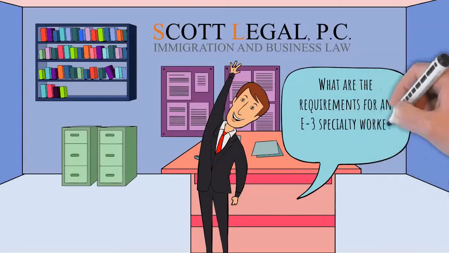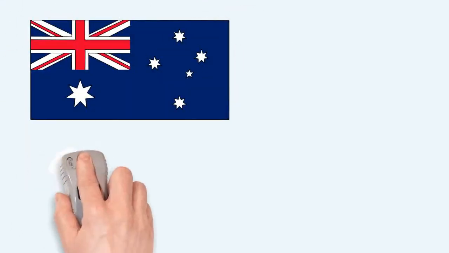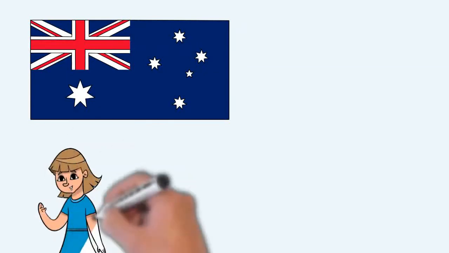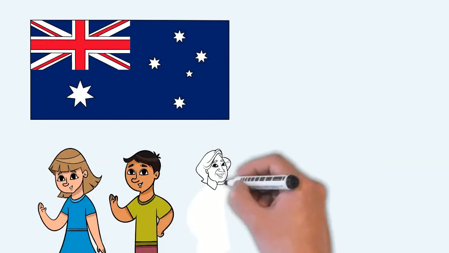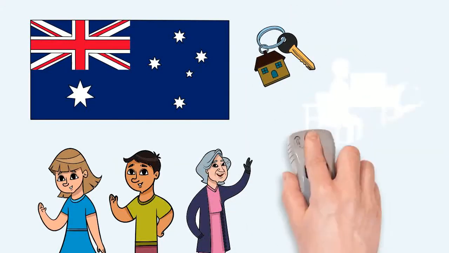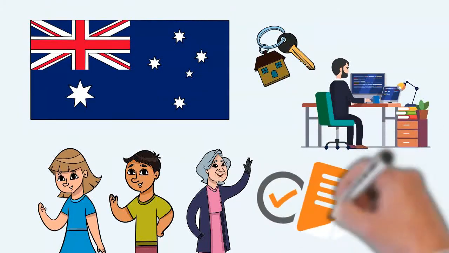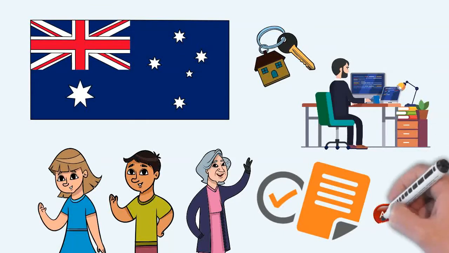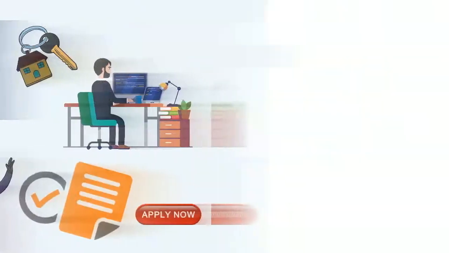What are the requirements for an E-3 specialty worker from Australia? Let's find out. The E-3 visa, which is a non-immigrant visa reserved for nationals of Australia, can be an excellent option for Australians who want to live and work for an employer in the United States. The visa can be compared to the H-1B visa in terms of its requirements. However, unlike the H-1B, the maximum number of E-3 visas has never been reached. As a result, the applicant for an E-3 visa does not need to enter a lottery, as is often required for those pursuing the H-1B visa.